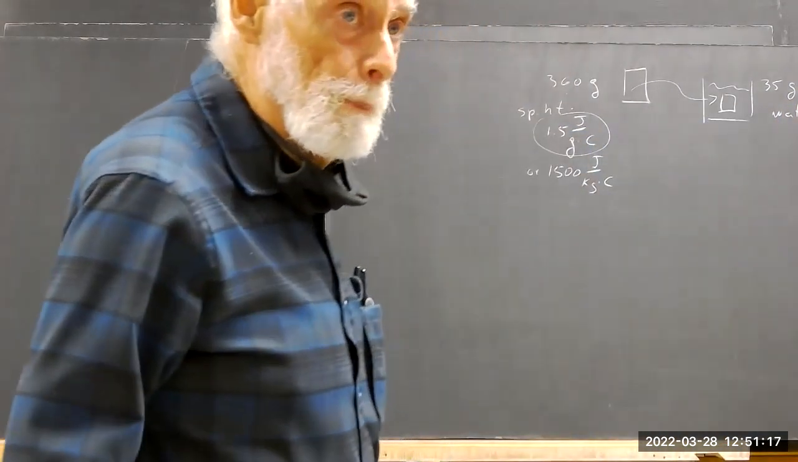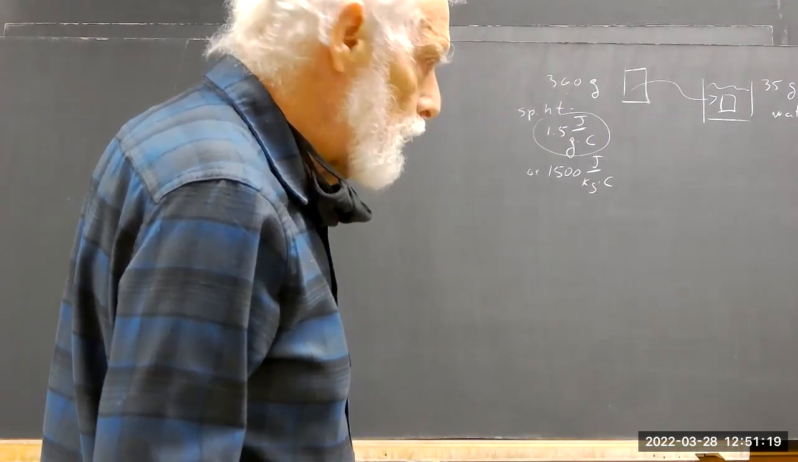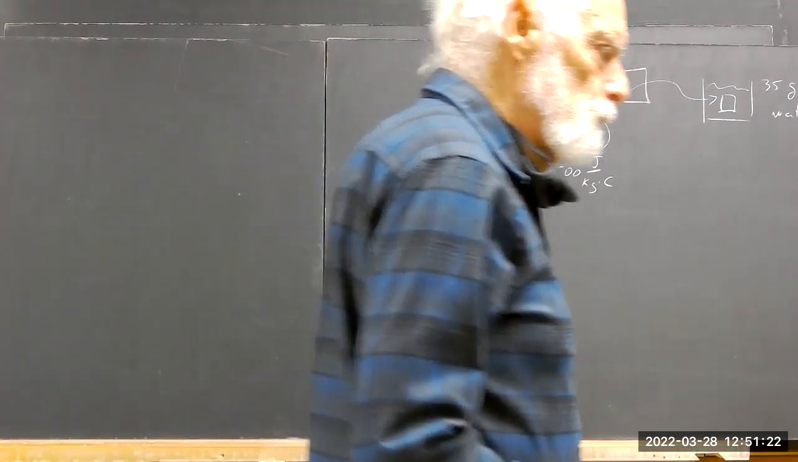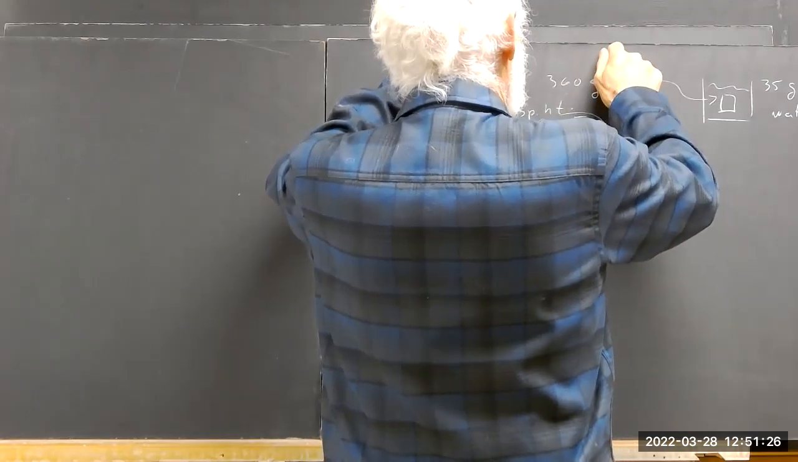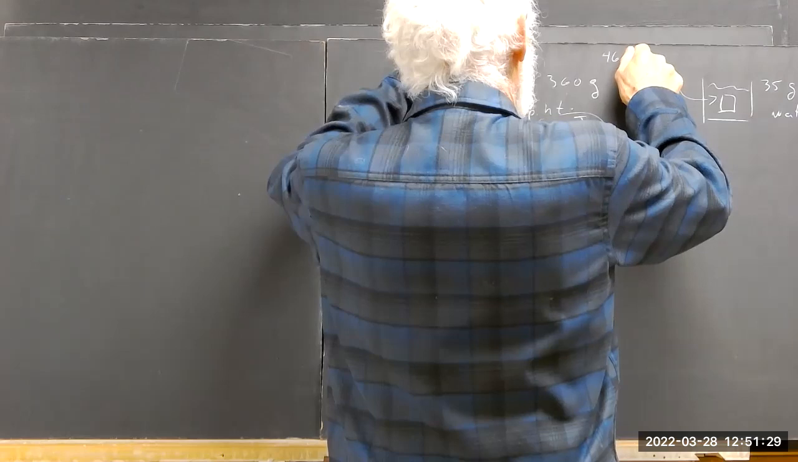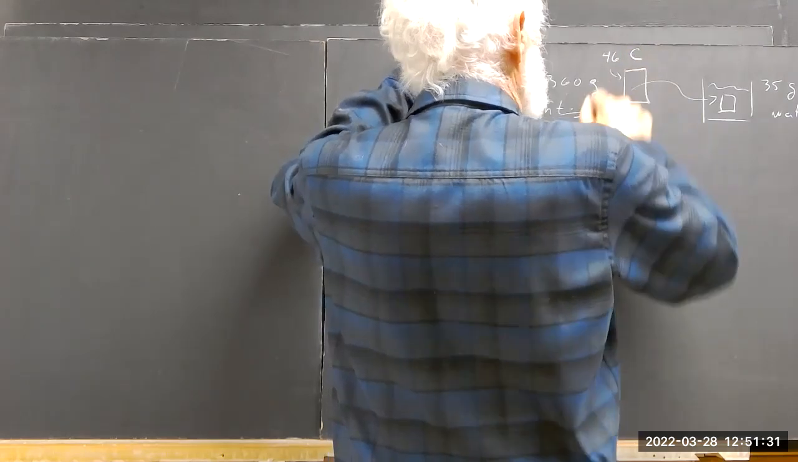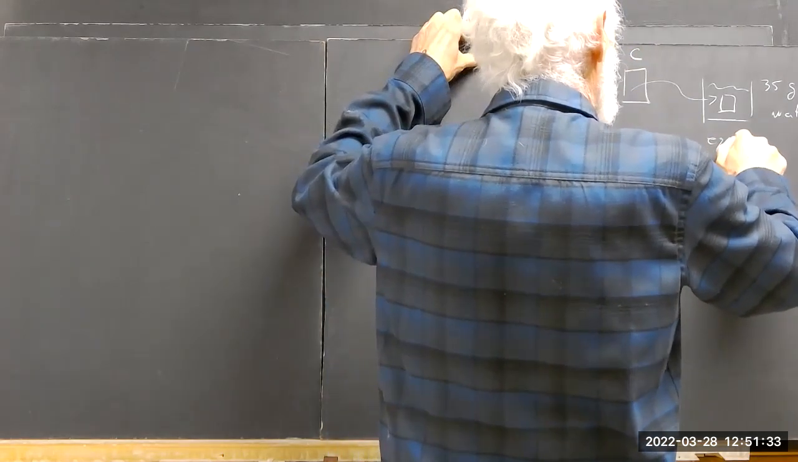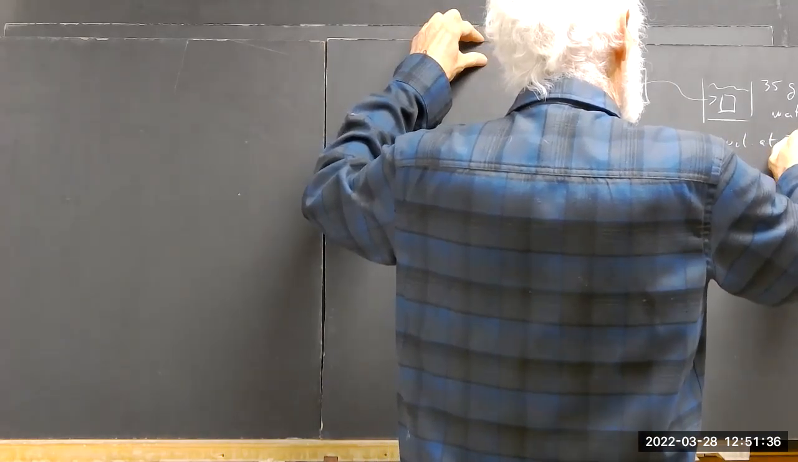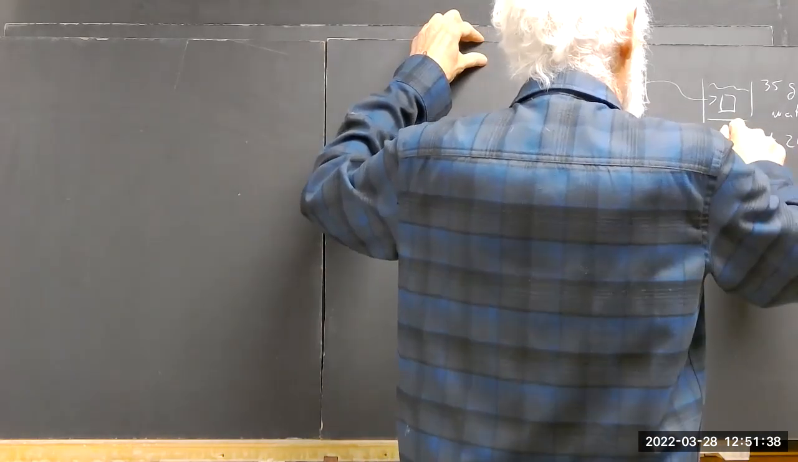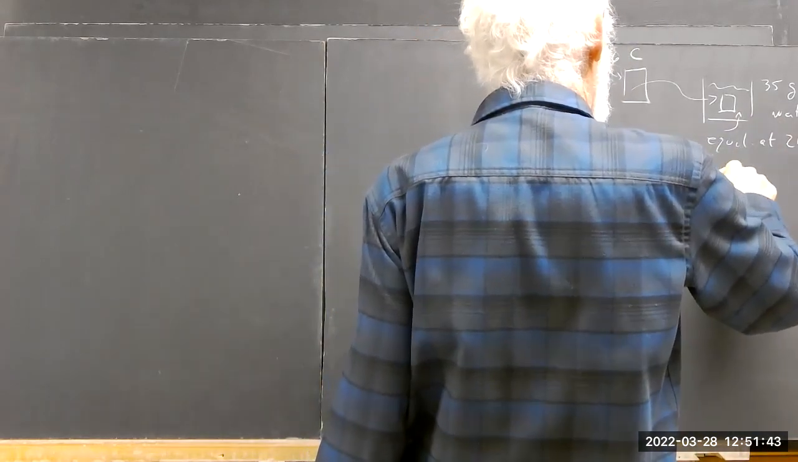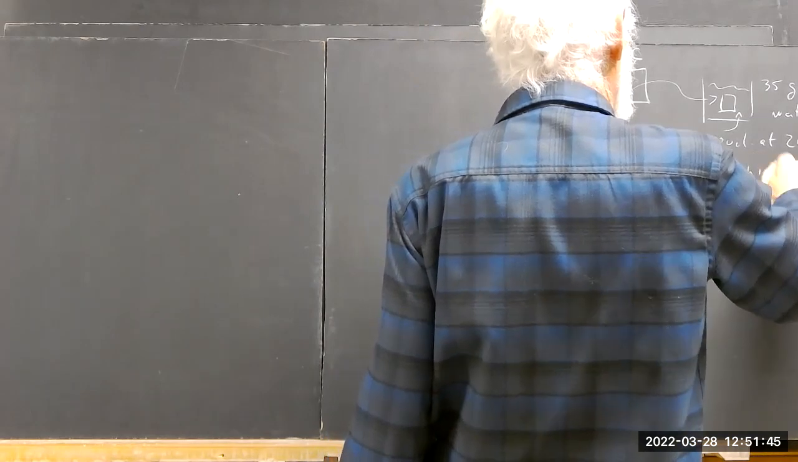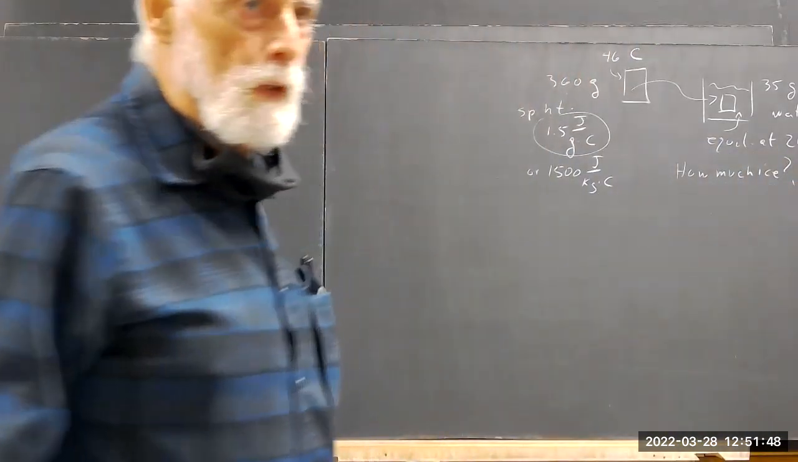35 grams of ice water. This is at, what is the temperature, 46 degrees Celsius. Equilibrium achieved at 20 degrees Celsius. The question is, how much ice was there in the ice water?